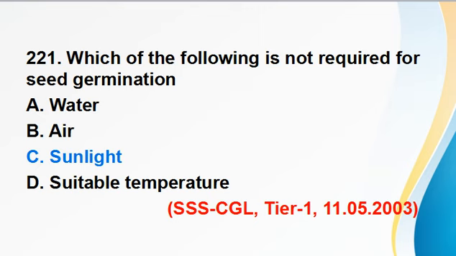And even if we talk about direct sunlight, that may sometimes be harmful for the process of germination. Direct sunlight is not required, or that may be harmful for the germination process. So excluding sunlight, what else do they need? They need water, air, and suitable temperature for the germination. So answer C is correct. Sunlight is not required for seed germination process.